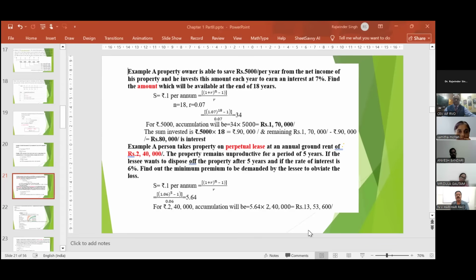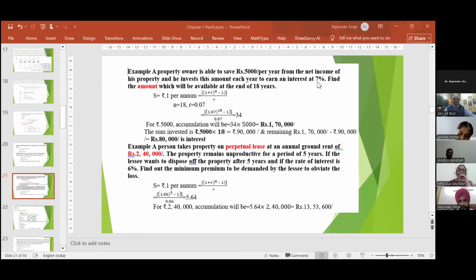So just read out the question once. Let's see which formula you will be applying here. You are making a series of investments. Every year 5,000 is deposited in the bank. For how many years is it deposited? 18 years. What is the rate of interest? 7%.